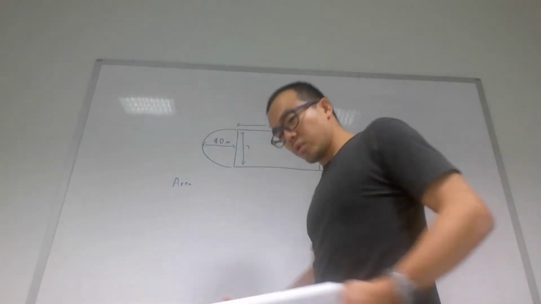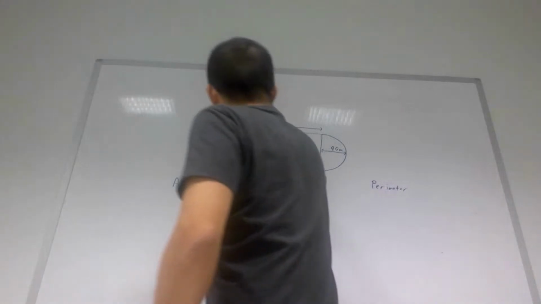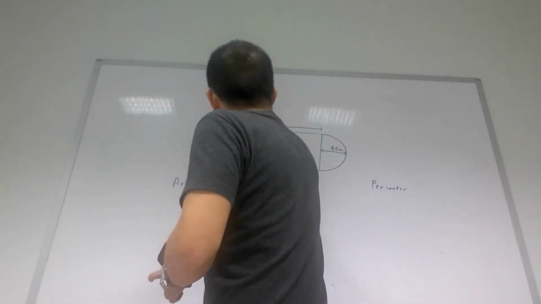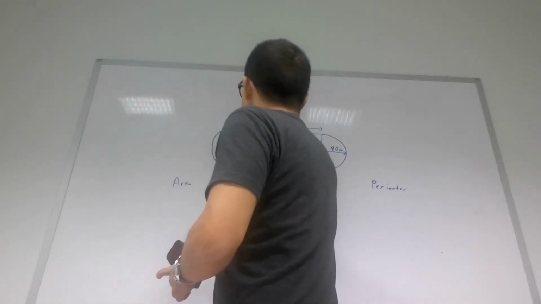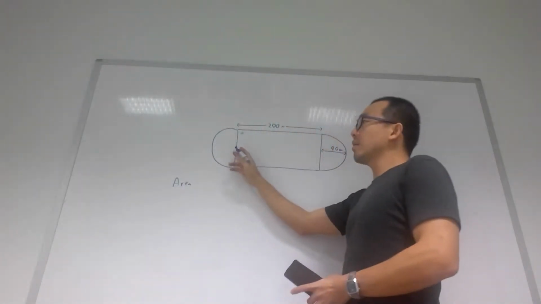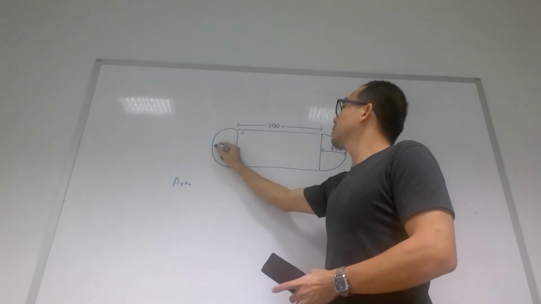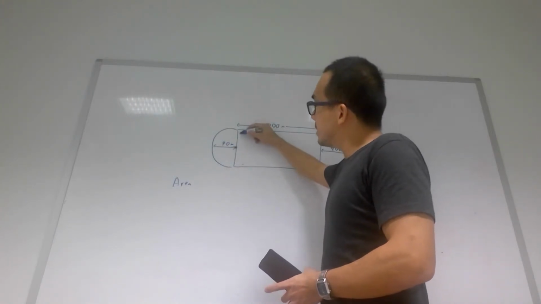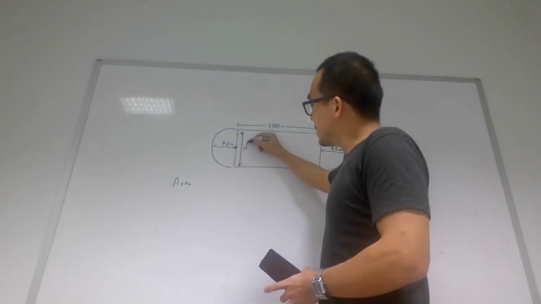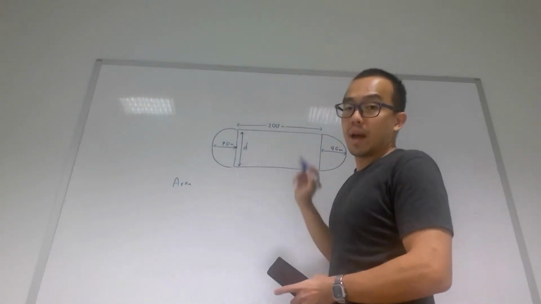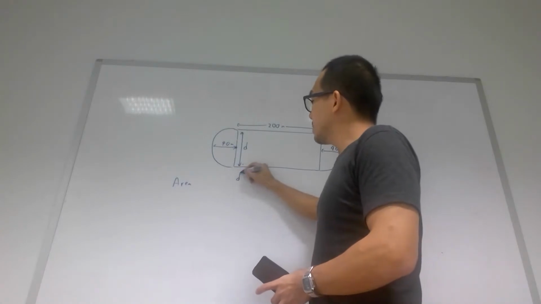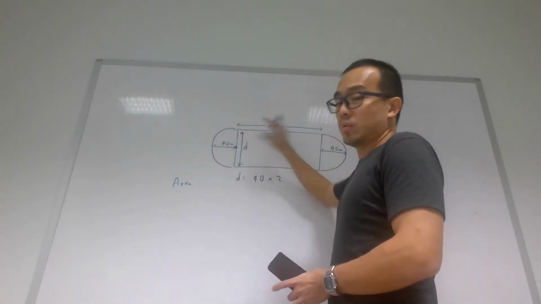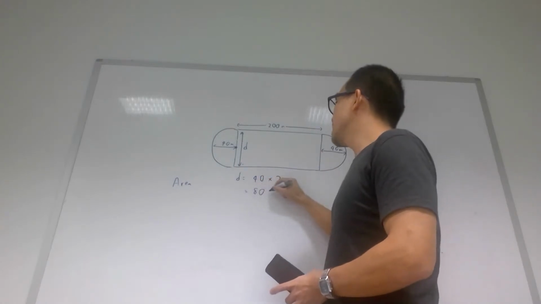Let me redraw this circle. I draw it badly. Okay. If they say that the radius, from the middle to the outside, is 40 meters, can you see that this here is the diameter? So the diameter equals to 40 times 2, which equals 80 meters.